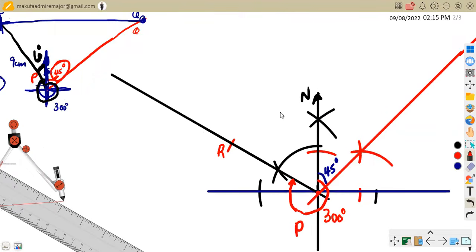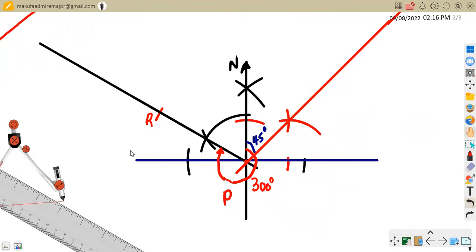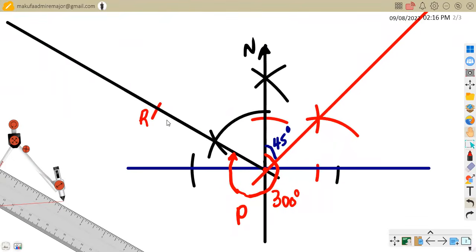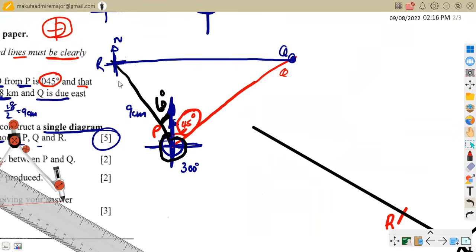Okay, so the question is, how are we going now to have the North Pole? Because we are told that at R here, we're supposed to have the North Pole. As you can see, at R, there's a North Pole. Okay, so how do you construct a North Pole? This is the idea that you're going to use. This line, which is our North Pole here, and this North Pole, they are parallel lines.